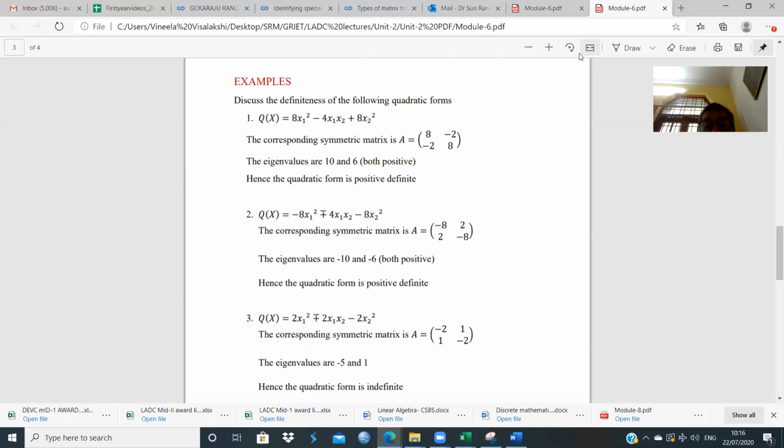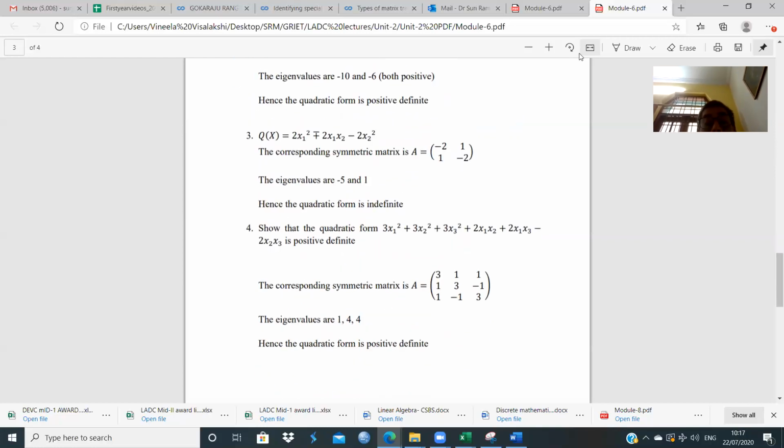Second example, q of x is equal to minus 8x1 squared plus 4x1x2 minus 8x2 squared. Write the corresponding symmetric matrix: minus 8, 2, 2, minus 8. The eigenvalues are minus 10, minus 6. Both are negative. I'm sorry, it is shown as positive, but both are negative. Hence, it will be negative definite, not positive definite.